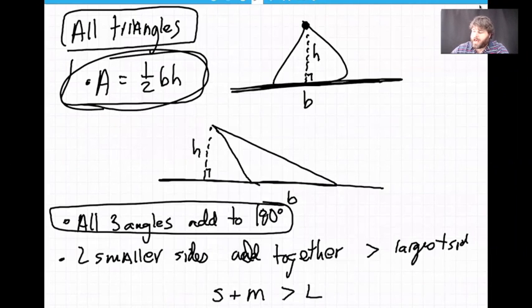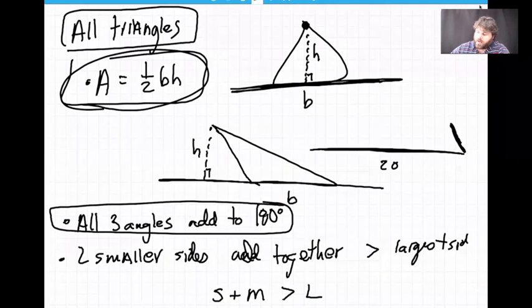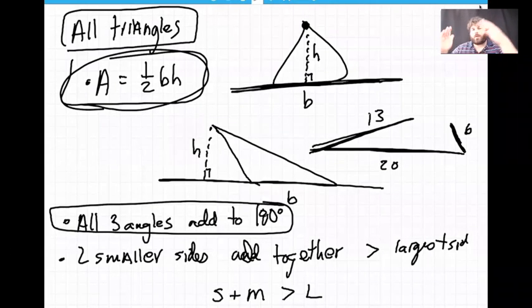What I mean by that is think about if you had one really big long side like 20, and this right here was 6, and this right here was 13. Can you see how these two sides are never going to actually touch? This side 13 folds down to here. This 6 only goes to here. There's a gap, so they're never going to actually touch. So the smaller two sides have to be bigger.